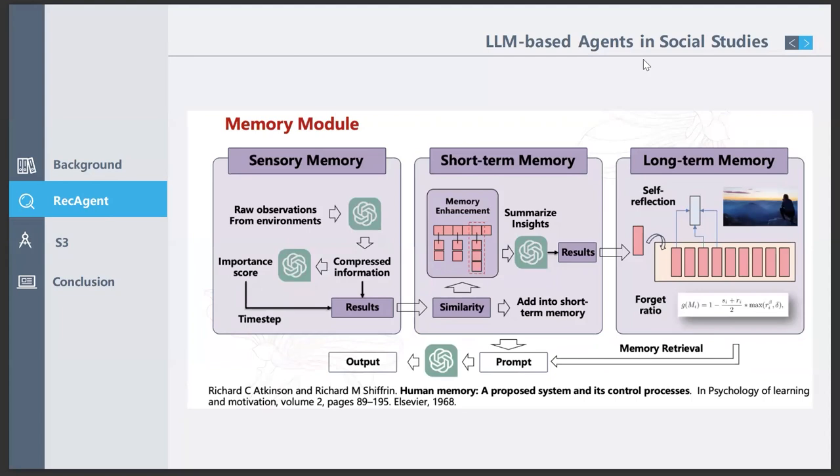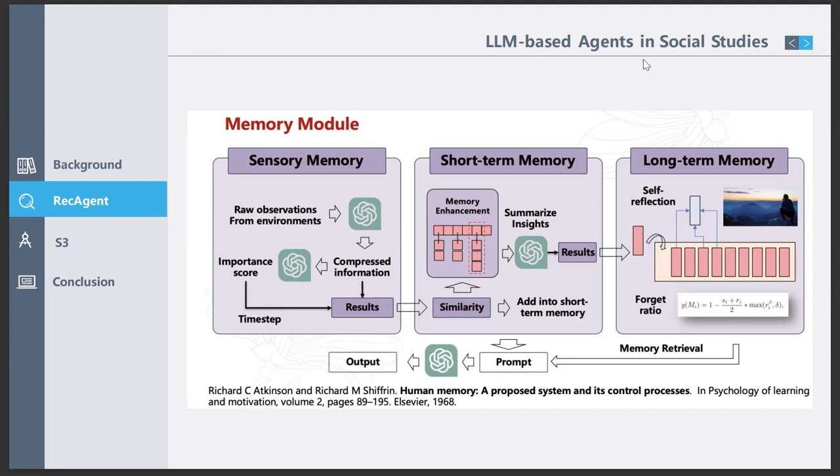In the memory module, there are three components. The first one is the sensory memory, the second one is the short-term memory, and the last one is the long-term memory. The sensory memory aims to process the raw observation into more condensed and informative information, and the processed information will be put into the short-term memory. In the short-term memory, if the information does not repeat a sufficient number of times, then it will be quickly forgotten. And if similar information is repeated in the short-term memory, then it will be transformed into the long-term memory. In the long-term memory, the agent can self-reflect to generate more high-level and more abstract information to guide the agent's future behaviors.